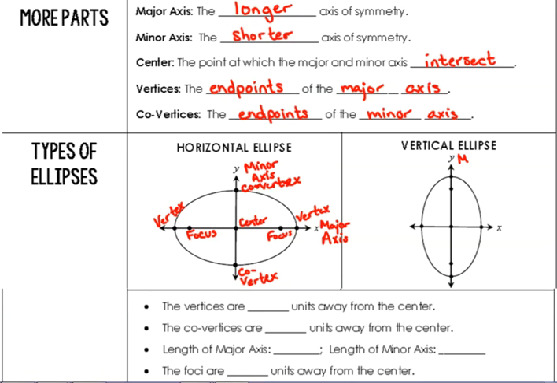Really quickly, let's do it for the vertical one. So the major axis this time is the y-axis. The minor would be the x-axis. Of course, we have the center. I'm just going to use a C. I'm going to use a V for the vertices, CV for co-vertices, and F for each focus.